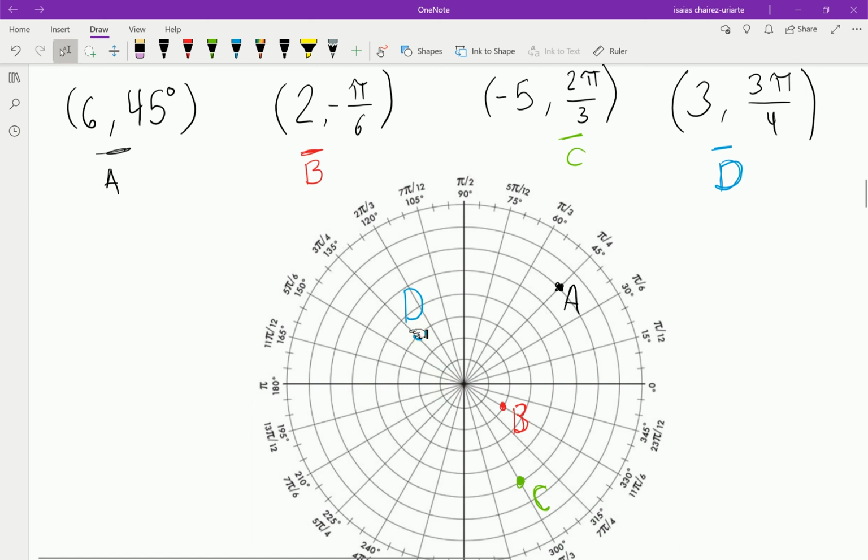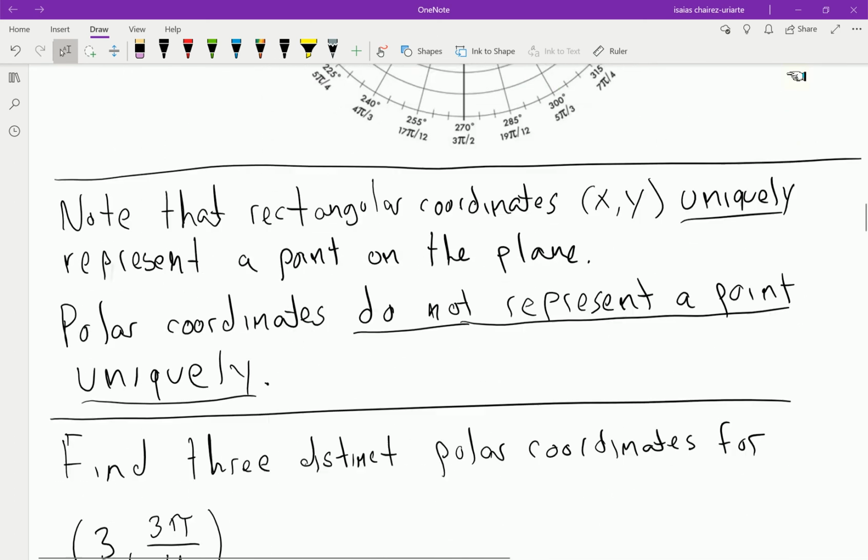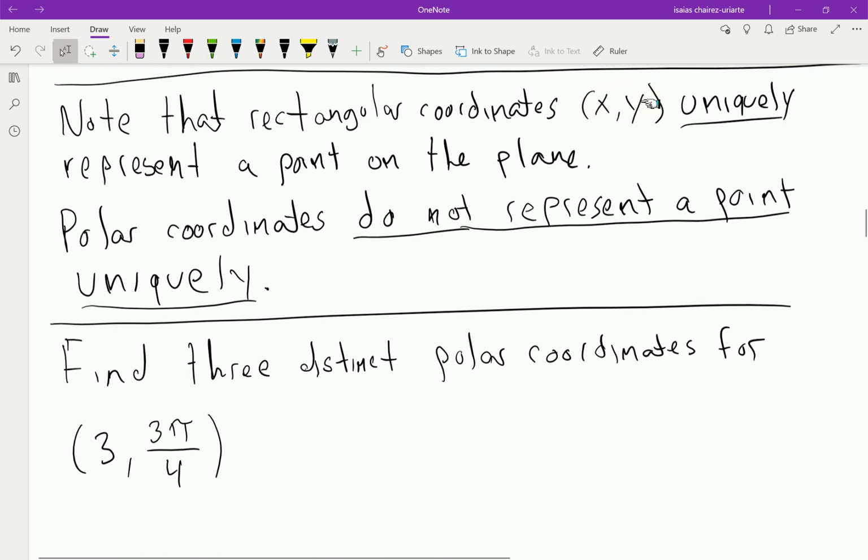And there are other ways to express this point D using polar coordinates as well. There are infinitely many. Just think about all the coterminal angles to 3 pi over 4. So let's think about that for a second. Rectangular coordinates x, y uniquely represent a point on the plane.